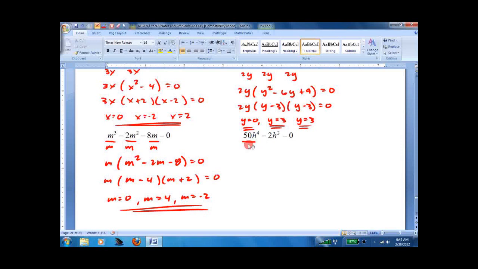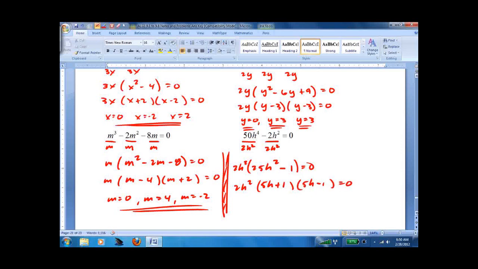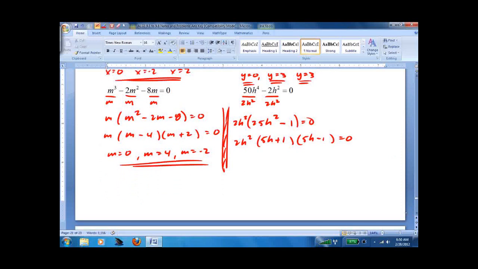Over here, I can pull out a 2h squared. Leaves me with 25h squared minus 1. Which has a couple perfect squares in it, so I'm guessing I'm going to get a 5h plus 1, 5h minus 1. Looking at it, I would have to say that's correct. So this is going to be h equals 0. This will be h equals negative 1/5. H equals 1/5.